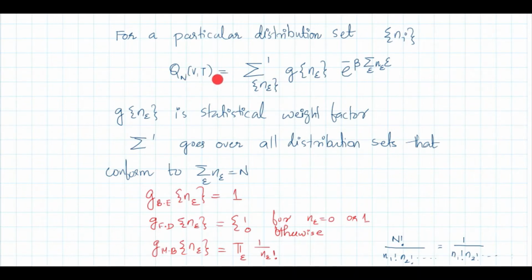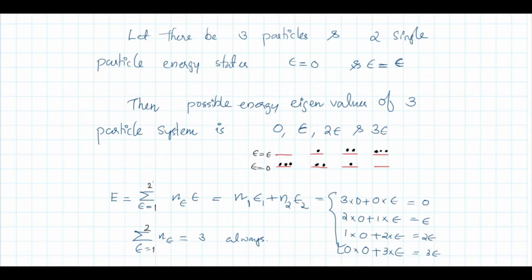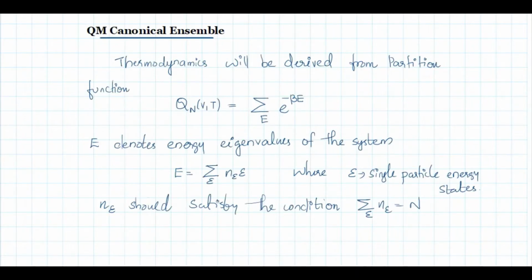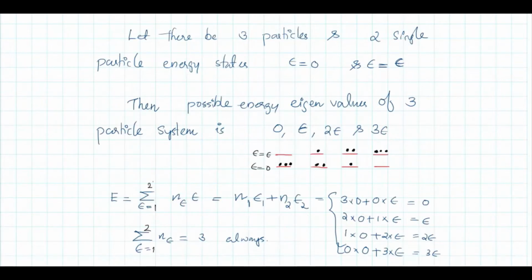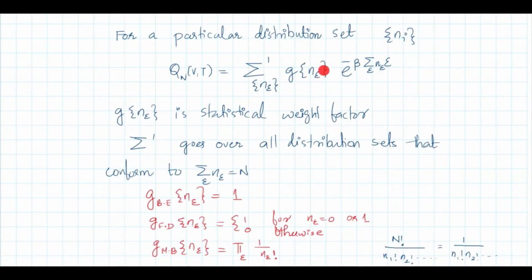partition function Q_N(V,T) is given by the sum over all distributions g of {n_epsilon} e raised to minus beta sigma epsilon n_epsilon into epsilon. I will explain this equation. This is exactly the same equation given by this. Here, this capital E I can replace with the sigma epsilon n_epsilon into epsilon. And the sum over all energy eigenvalues means sum over all distributions, because each distribution will give you a particular energy eigenvalue. Then there is one more factor, g of {n_epsilon}. This is known as the statistical weight factor.